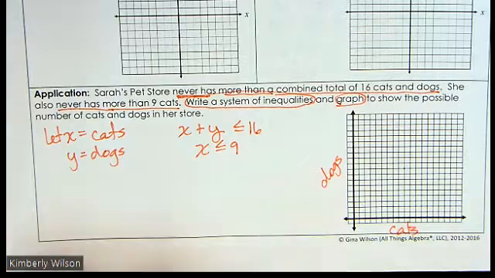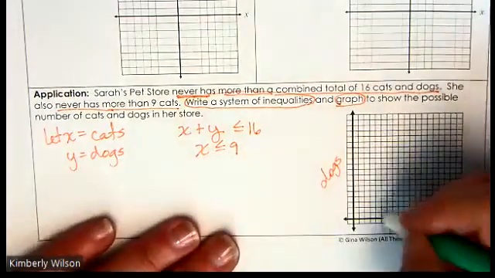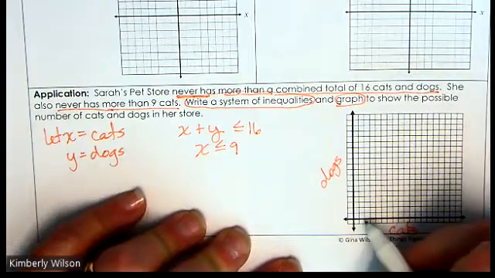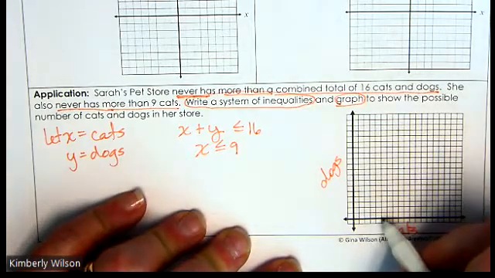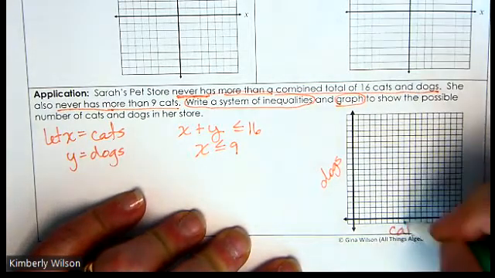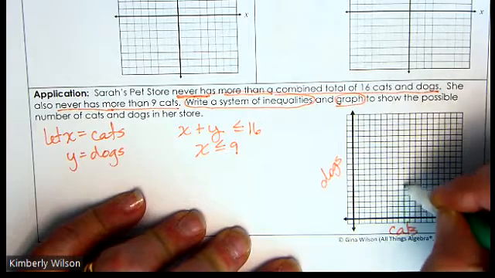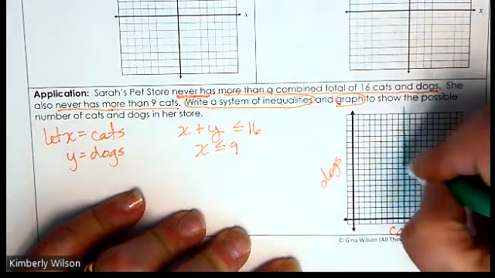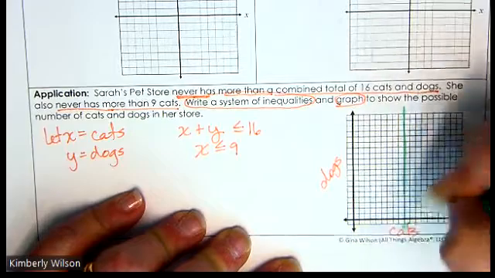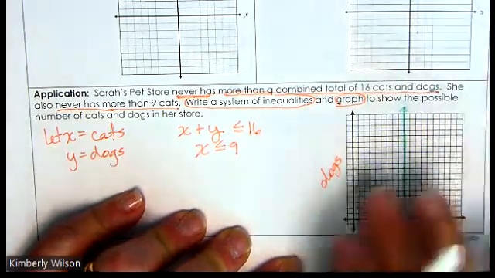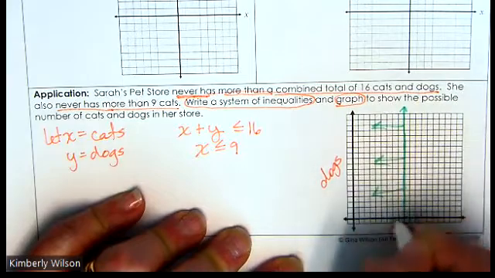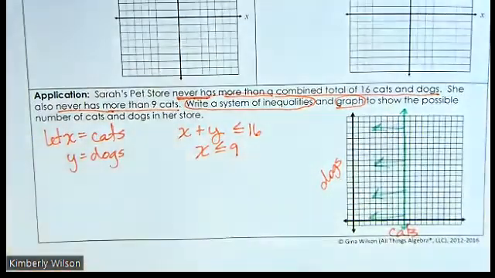Now we graph them. I'm going to graph this one first. So that's a vertical line at 9. So I'm going to have 2, 4, 6, 8, 9. So that's here. And it's got the equal to, so it's a solid line. And it never goes above it, so therefore I'm shading in this direction.